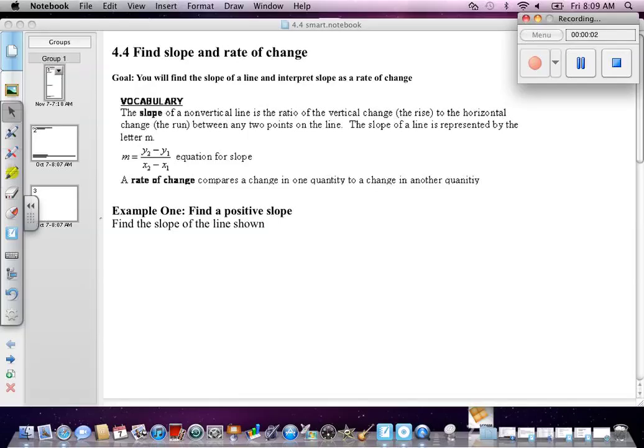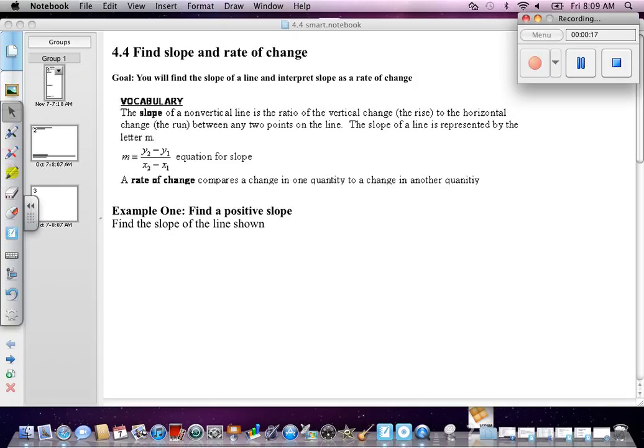Okay, 4.4 is finding the slope and rate of change. The slope of a non-vertical line is the ratio of the vertical change, the rise, to the horizontal change, the run. You'll hear a lot of rise over run. That means up or down, right or left.